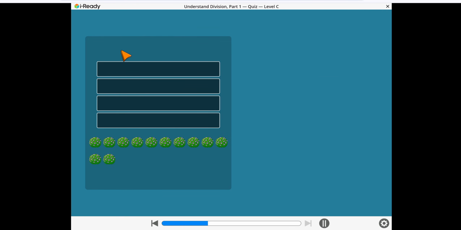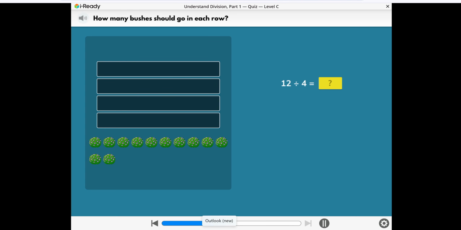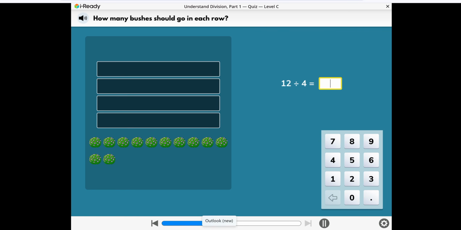There are 12 bushes, and they need to be planted in 4 equal rows. How many bushes should go in each row? Well, the answer feels pretty hard because we might do this for 12 minutes.